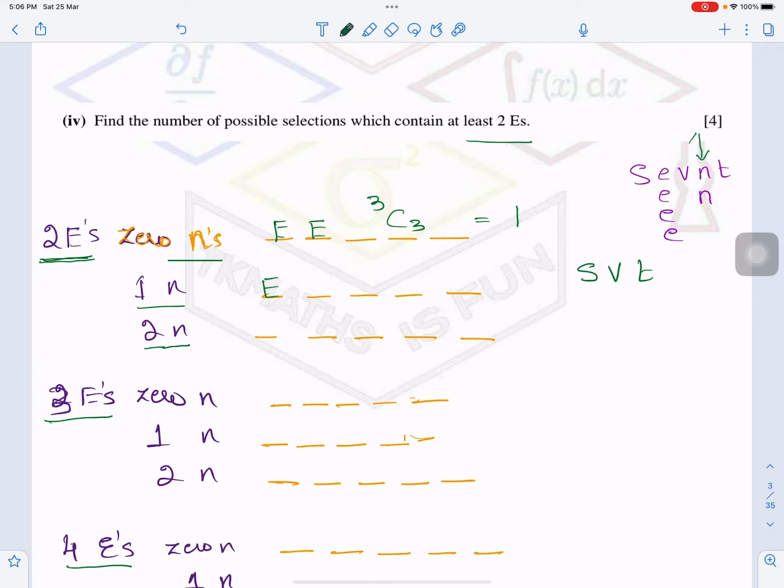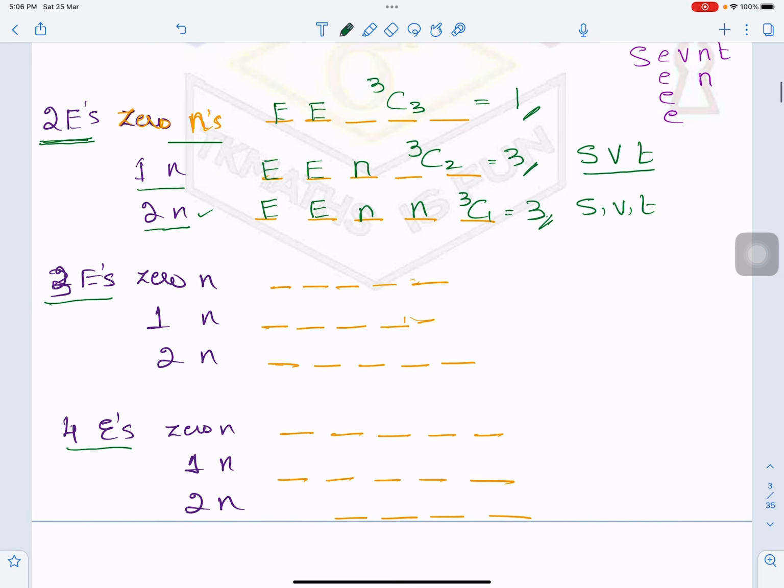Or next one, with 2 E's, if there is 1 N, again the remaining letters are S, V, T. So you can put any 2 letters here, right? Now let's see the second case of the 2 N's. So with 2 E's, now you have 2 N's. Okay, so out of the letters S, V, T, only 1 can come here. So again it is 3. At the end we will add up all these answers which are coming here.